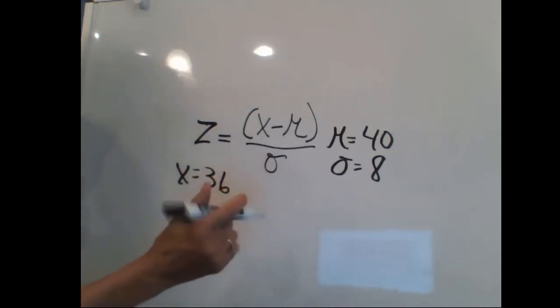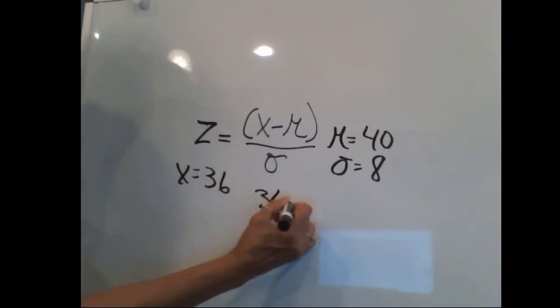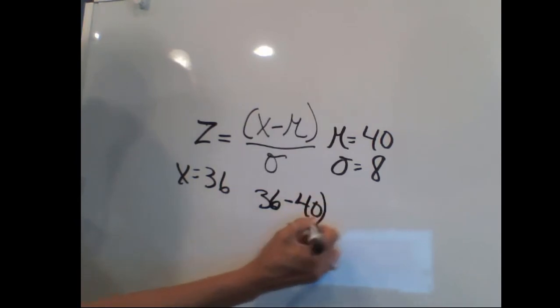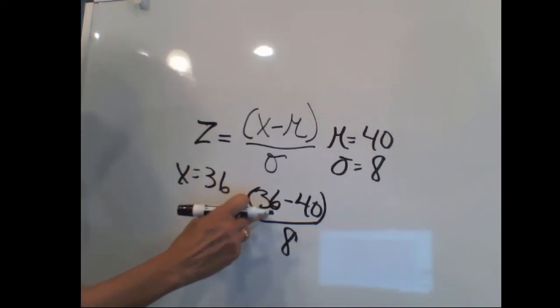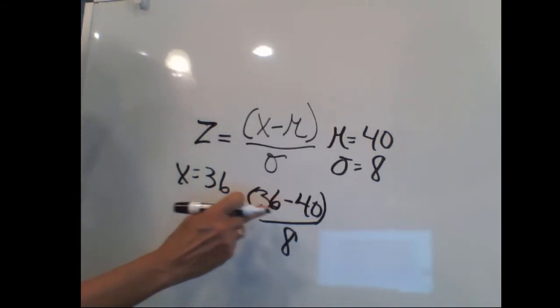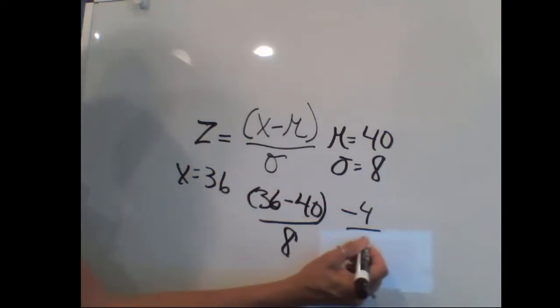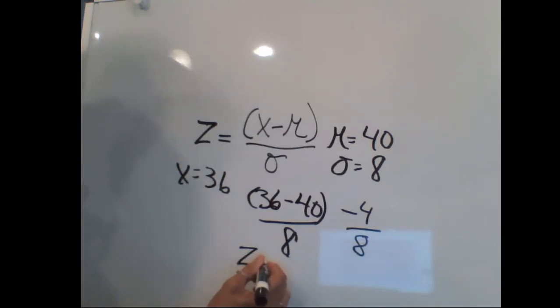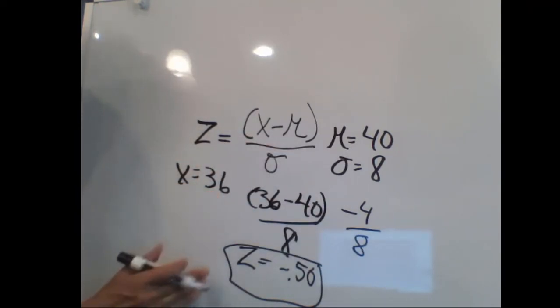So let's plug in the numbers. So we know the score is 36. We know the mean is 40. And we know the standard deviation is 8. Now, first of all, I know I'm going to have a negative z-score because 36 is less than the mean of 40. And it's true, 36 minus 40 is negative 4. And I'm going to divide that by the standard deviation of 8. And so my z-score in this case is negative 0.50.